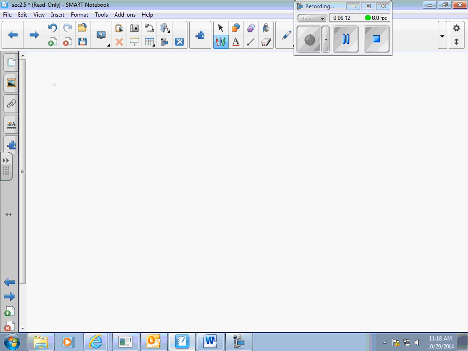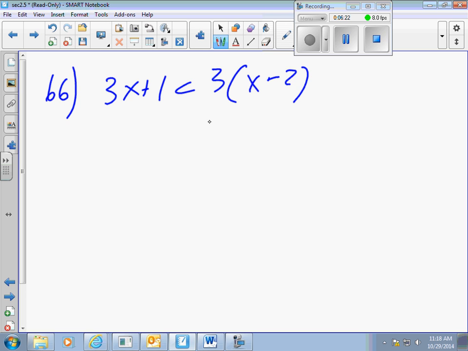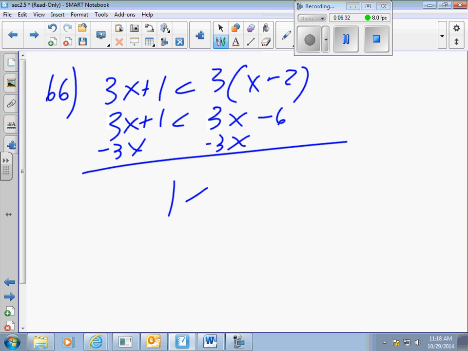The last one we're going to look at is question 66. They give us 3x plus 1 is less than 3 times the quantity of x minus 2. If we simplify, I get 3x minus 6, subtracting 3x from both sides. We notice that our x's all went away.